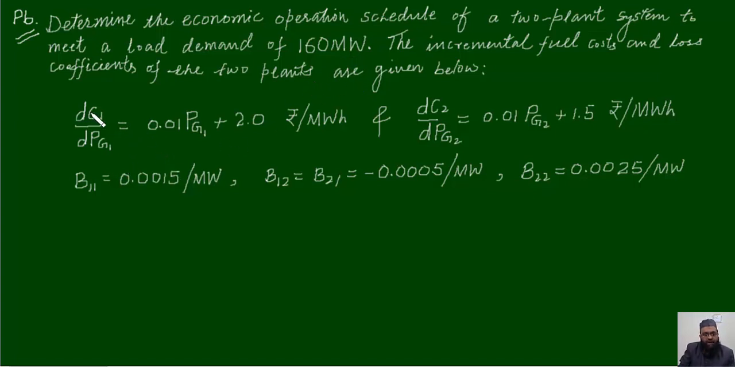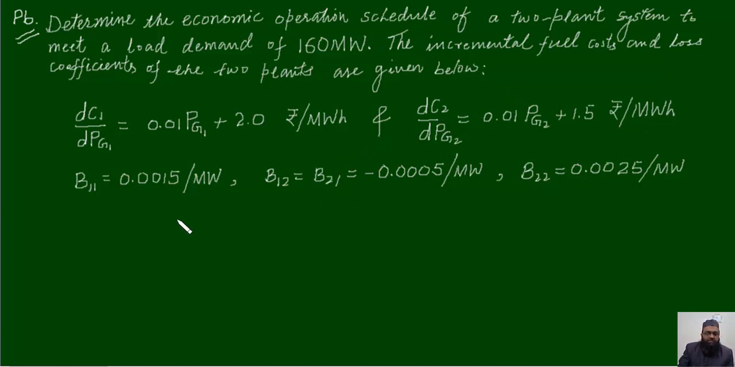The incremental fuel cost of plant 1, that is dC1 upon dPg1, is given as 0.01 Pg1 plus 2 rupees per megawatt hour. And the incremental fuel cost of the second plant, dC2 upon dPg2, is equal to 0.01 Pg2 plus 1.5 rupees per megawatt hour. Earlier we have studied in detail what these incremental fuel costs are. If you are not aware, then you can watch my previous videos on this topic, part 1 and part 2, economic operation of power system.